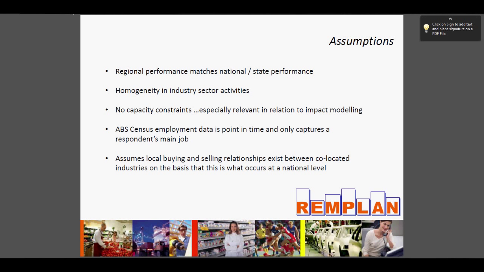Now, if this is what happens, the year that they make $1 more from their retail trade activities, the ABS then classifies that business under the banner of retail trade. So basically, a business can only be one thing, even though in actual fact it might operate across a number of different activities.